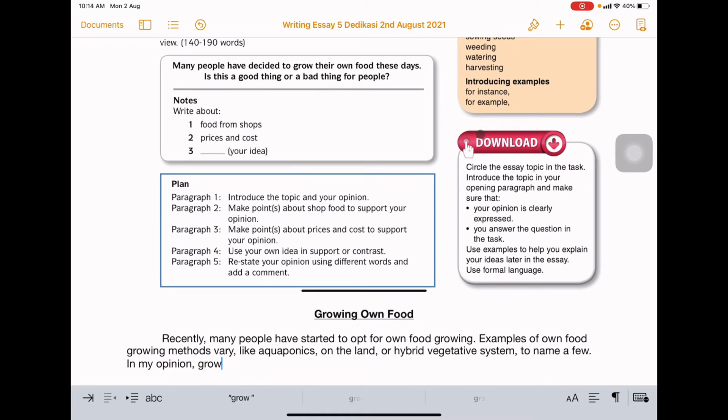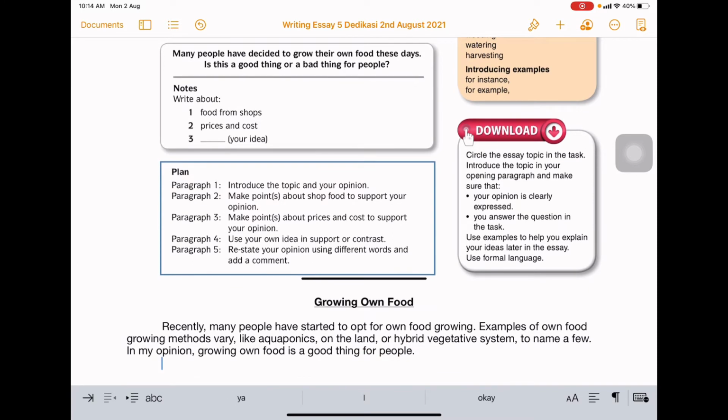growing own food is a... if you say that it is a bad idea, if you think that it's a good thing, then you're right, it's a good thing. If you think that it's a bad thing, then it's a bad thing. But this is an example, so I'm going to write a good thing for people. Okay, that is our introduction.